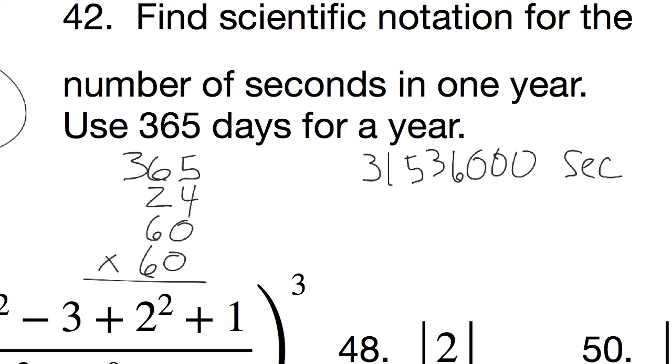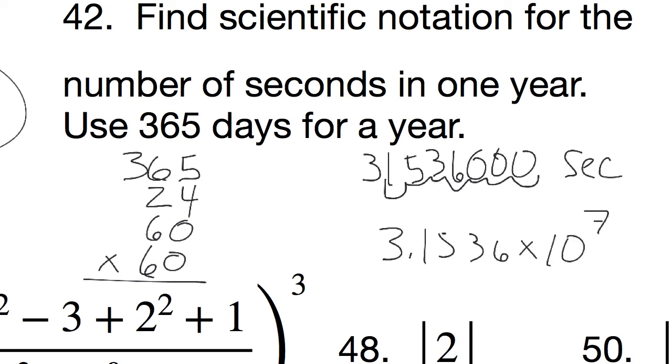So this is going to be 31,536,000. We have to convert this into scientific notation. 1, 2, 3, 4, 5, 6, 7 places. 3.1536 times 10 to the 7th power. Why is it positive 7? Because this is a really big number.